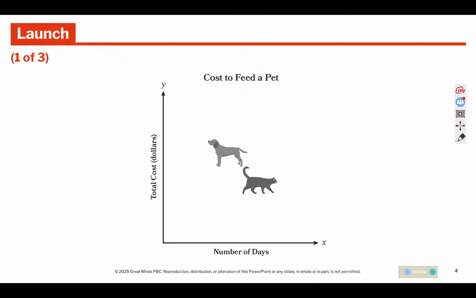Here we see a graph of a cat and a dog. The x-axis is labeled the number of days and the y-axis is labeled the total cost. So we can feed the cat for more days and less money. It's lower and farther out in the days. We can feed the dog for fewer days with more money. Which one do you think is more expensive? It's the dog.